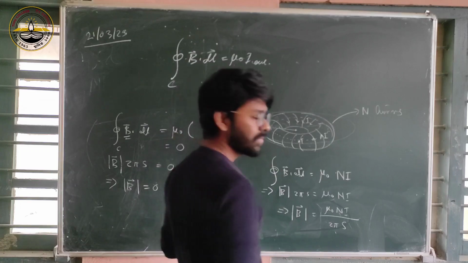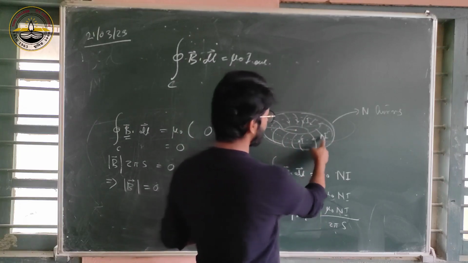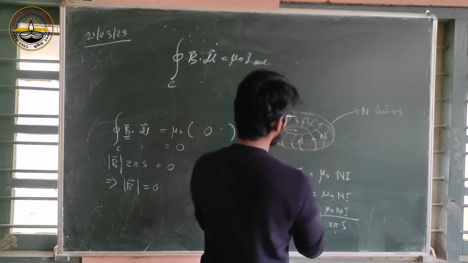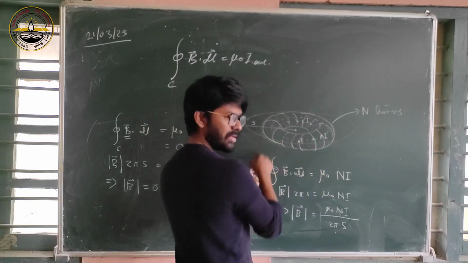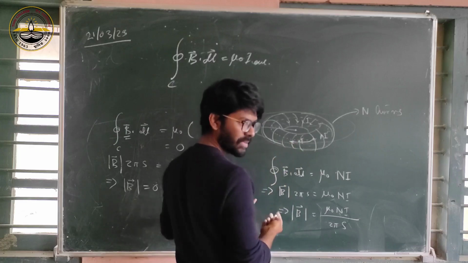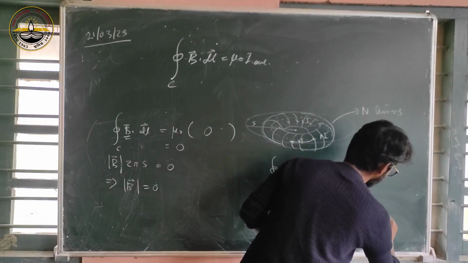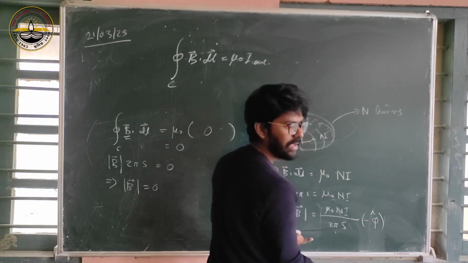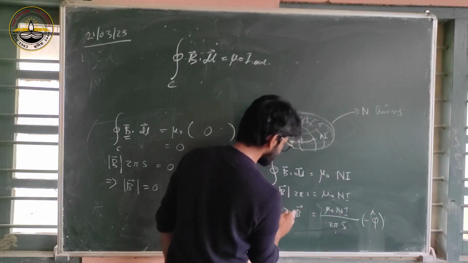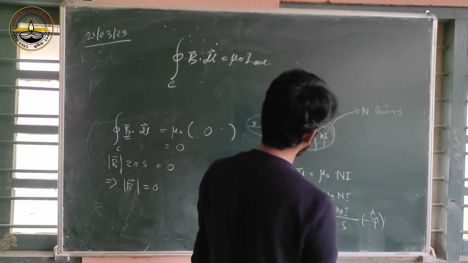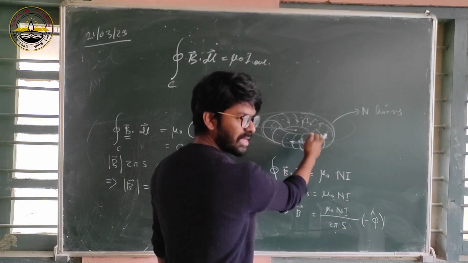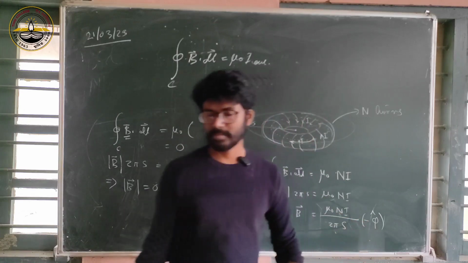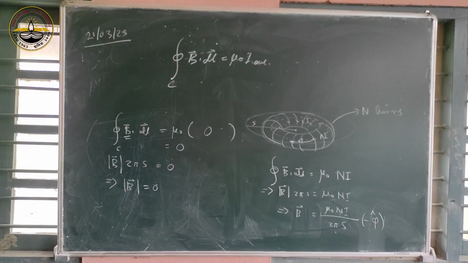Now for the direction, it depends. If we take current like this, then you can figure out the direction. In this case, it will be the minus phi direction. If we take the current in the opposite direction, that will be plus phi. So it's up to you. Here we took this direction, so it turned out to be minus phi, clockwise. For the opposite, take it opposite, then it will be positive. So that is it.